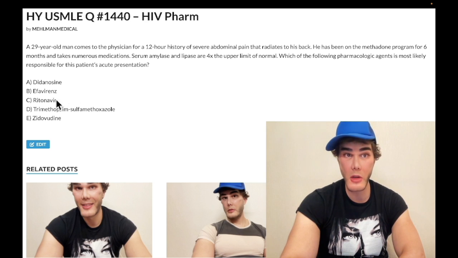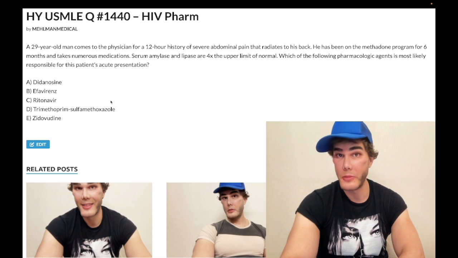Also, ritonavir inhibits P450, so it's known as a booster medication. So patients who are taking other medications, let's say for tuberculosis at the same time, can have reduced levels of those other medications if they're simultaneously on ritonavir. Bit of a bizarre factoid, but it's known to be assessed. As I already said, wrong answer.